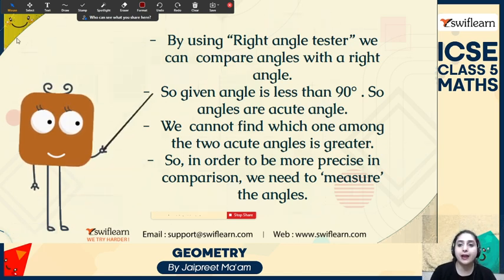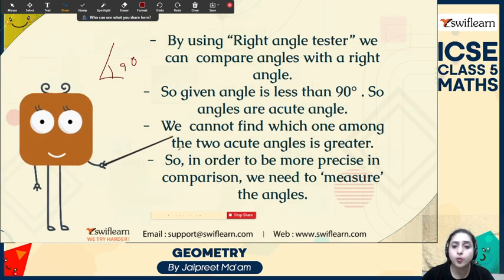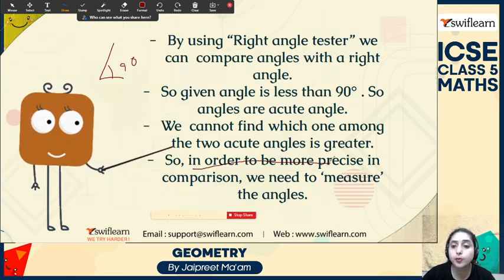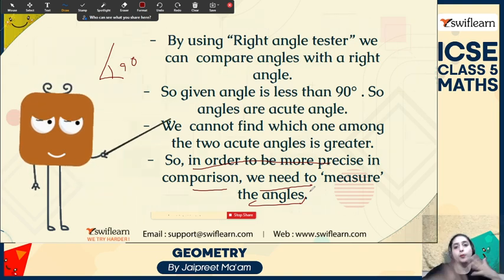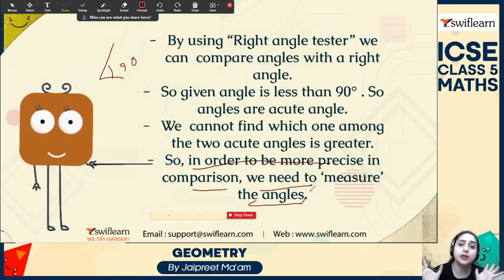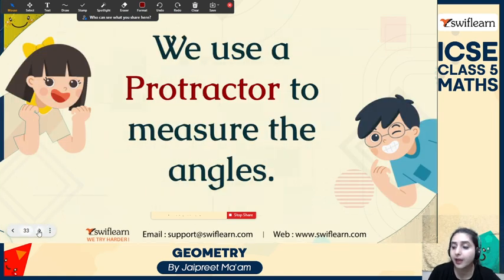By using a right angle tester, we can compare angles with a right angle. So the given angle is less than 90. So हमें पता चल जाएगा देख के 90 से less है तो acute है. But what is the complete measure of this angle? In order to be more precise in comparison, we need to find the actual value of the angle. तो हम ऐसे guess तो कर लेंगे obtuse है, less है या bigger है, that is acute or obtuse or reflex or straight. But how to measure an angle is very important. So let's learn how to measure an angle. For that we need a protractor.